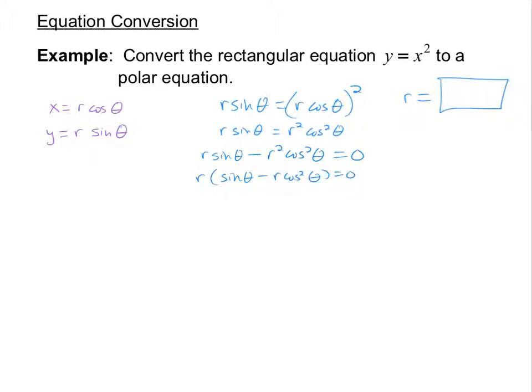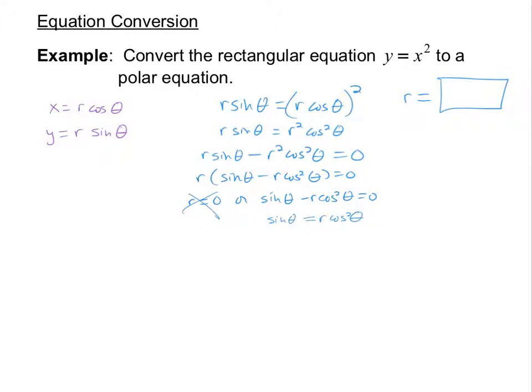So I set each factor equal to 0. So r is 0, or the sine of theta minus r cosine squared theta is 0. Now, if r is 0, then I just get a point. And I know that this is not just a point. So I'm going to cross out the r equals 0 and just look at the rest of it. I get this.